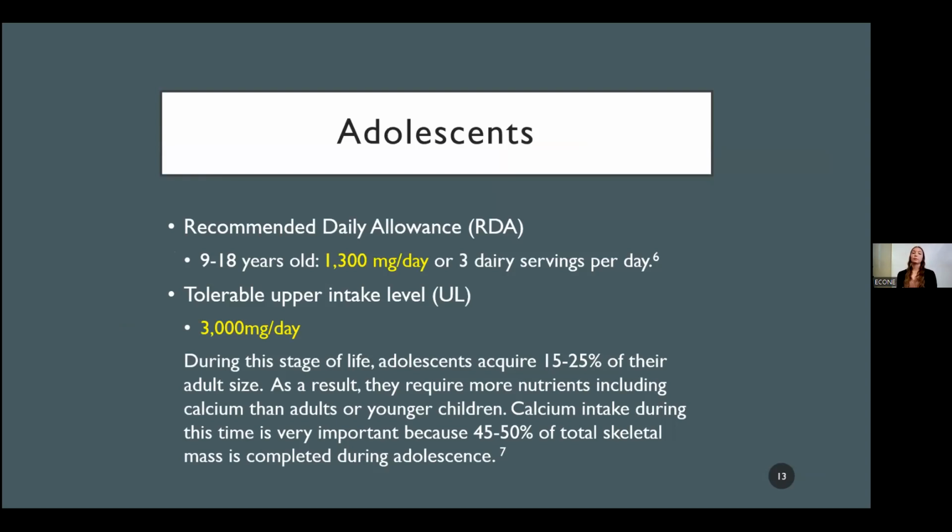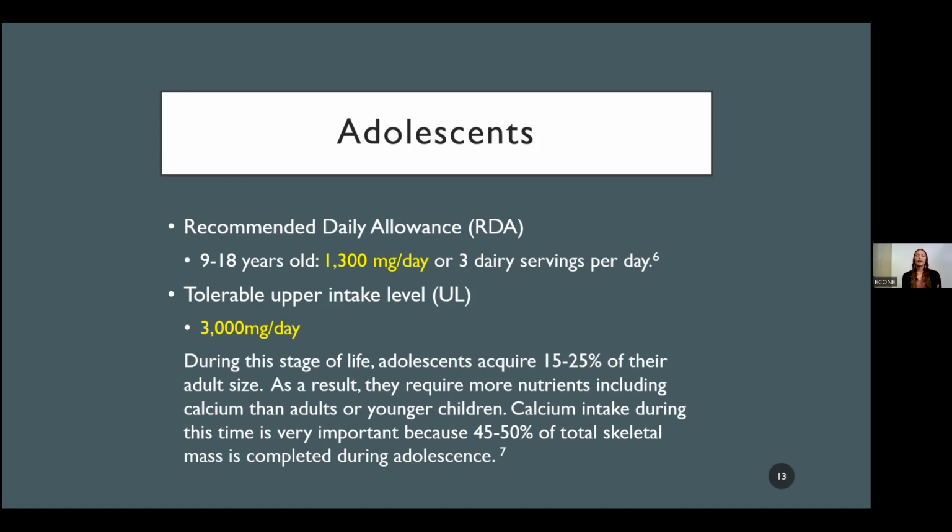And then the tolerable upper intake level is the highest amount you can have in one day without being considered to have any adverse side effects. And that is 3,000 milligrams a day. So you can see there's a pretty big range there.